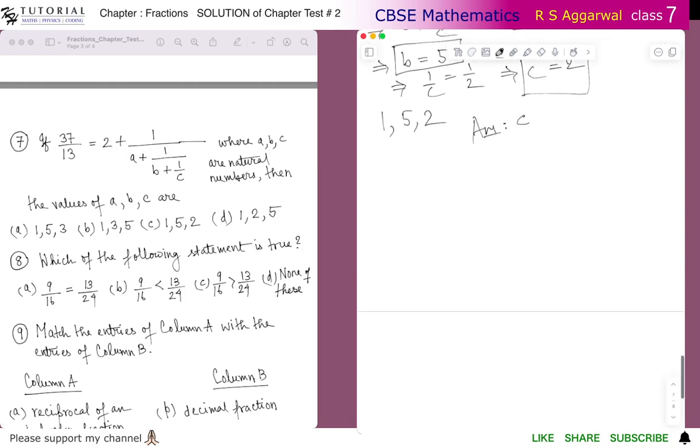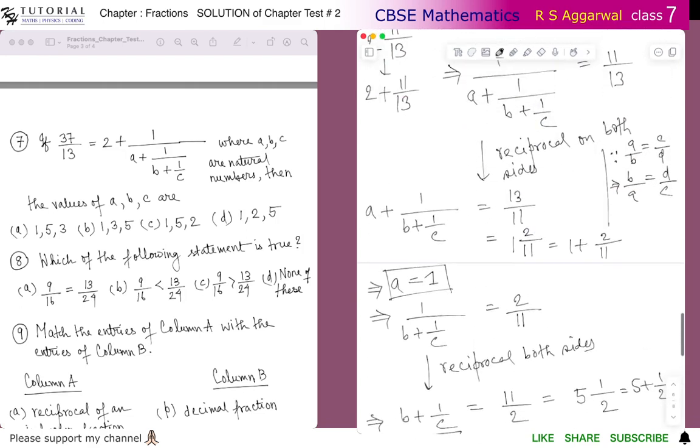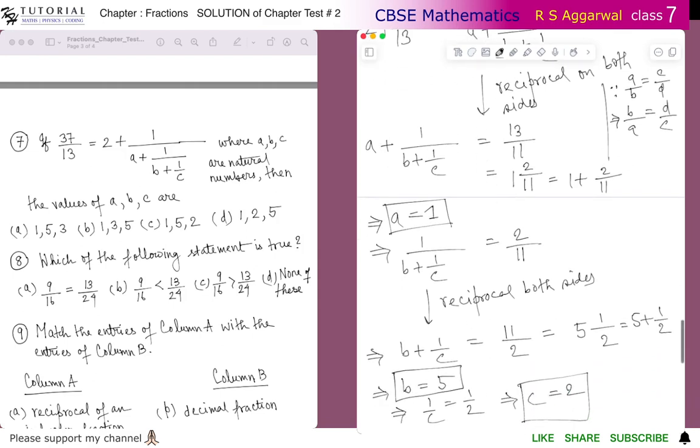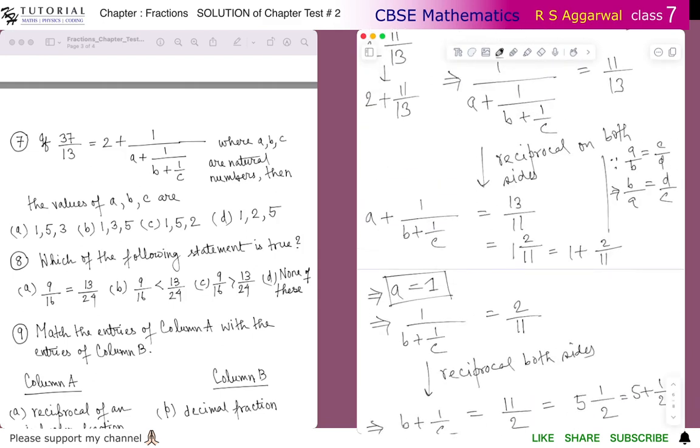Okay, this was a good tricky problem based on mixed fractions and how you split mixed fractions into a whole part and a fraction part, and the reciprocal of fractions, and the fact that if two fractions are equal, like A by B equals C by D, their reciprocals will also be equal, that is B by A equals D by C.